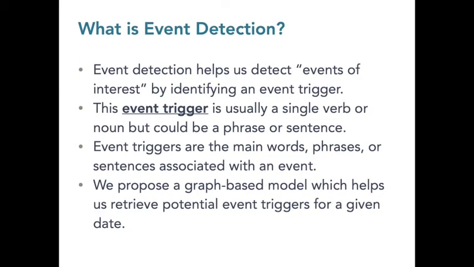What is event detection? Event detection is basically what helps us detect events of interest by identifying event triggers. The event trigger could be a lot of things. It could be a word, a phrase, or it could even be an entire sentence, depending on how long the body of text we're looking at is. If an event trigger is a word, it is usually a noun or a verb.